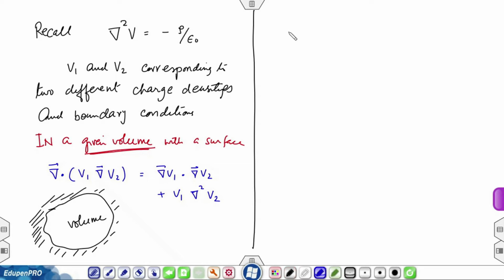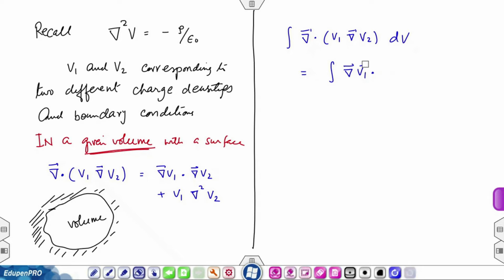So, I have the integration of divergence of V 1 grad of V 2 dV is equal to the integration of grad V 1 dot grad V 2 dV plus the integration of V 1 grad square V 2 dV.